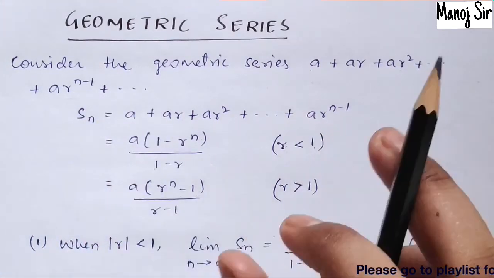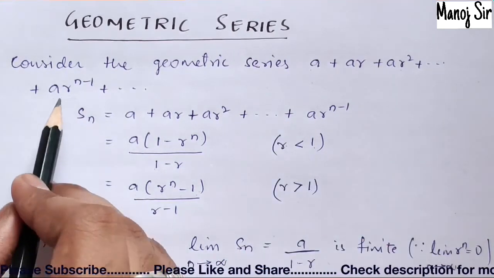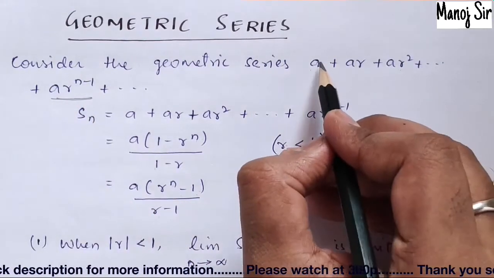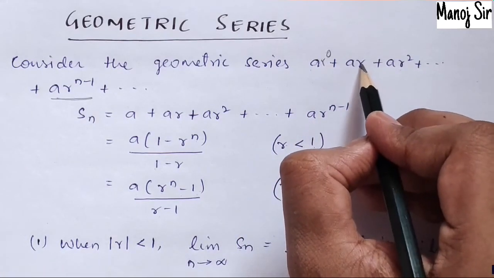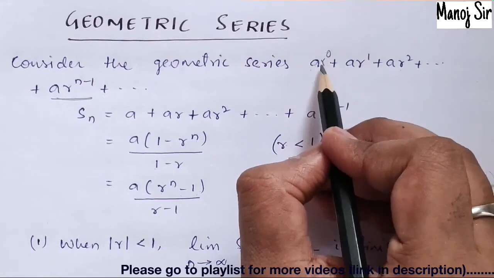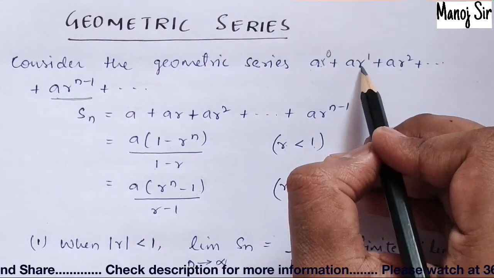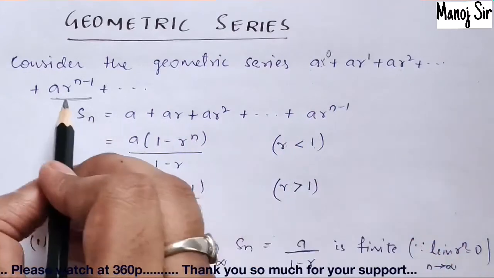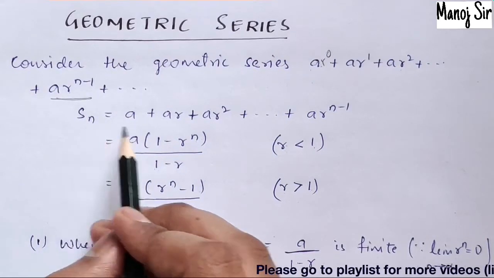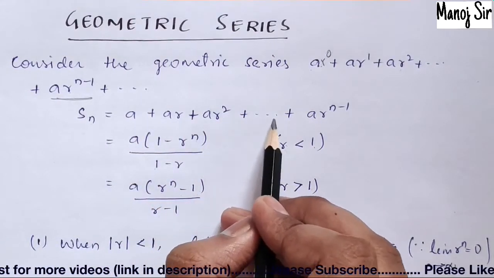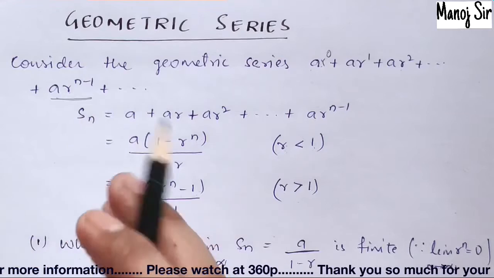If you are taking the sum of n terms, then we need to go up to this. Because the first term is a into r to the power 0, and the second term is a into r, where the power of r is 1. In the first term the power of r is 0, in the second term it is 1, so in the nth term the power of r is n minus 1. So the sum of n terms is a plus ar plus ar square plus dot dot dot plus a into r power n minus 1. We need to take up to this if we are dealing with n terms.